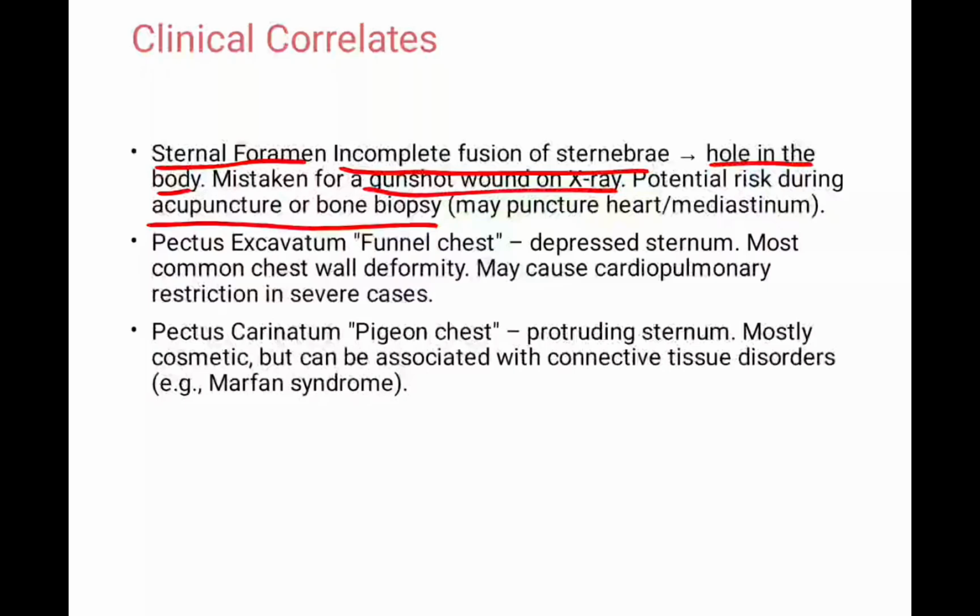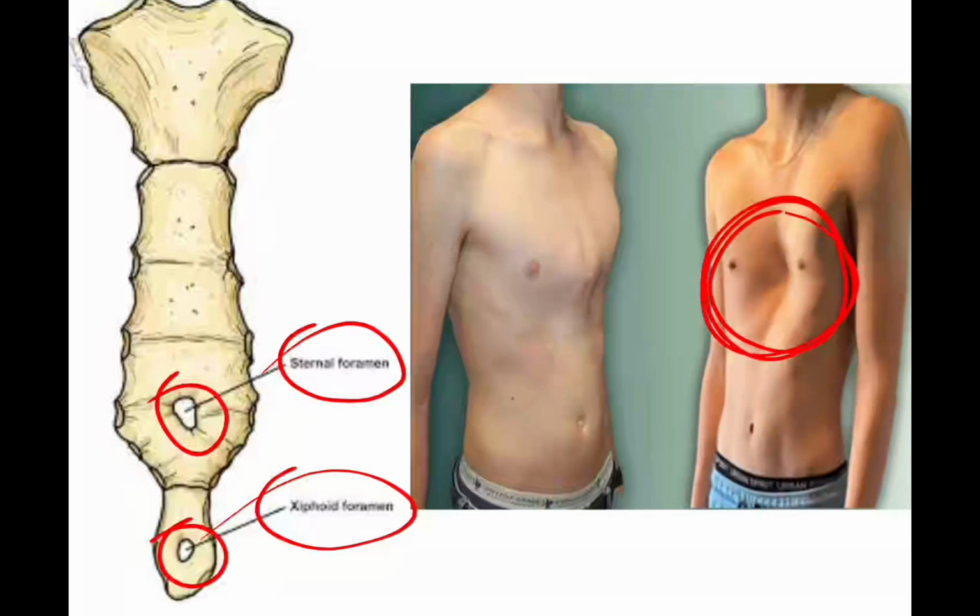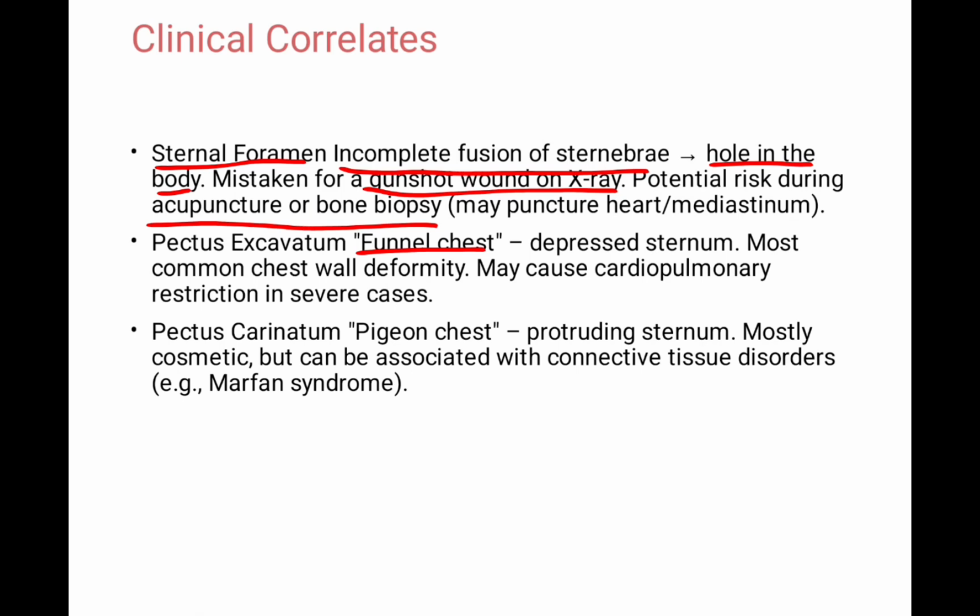We also have pectus excavatum, which is referred to as funnel chest. Now look at how a funnel is. There's a depression. So this is pectus excavatum. Excavate, a depression. When you see a depression going in, pectus excavatum. When you see it coming out, pectus carinatum. So pectus excavatum is a depressed sternum.